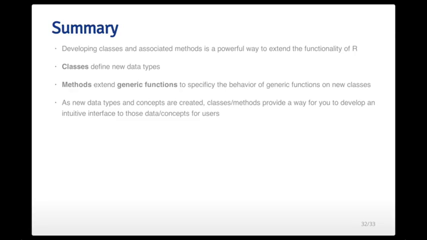In general, developing classes and methods is a very powerful way to extend the functionality of R. And so just to summarize here, classes define new data types, so they allow R to represent new types of data. Methods extend generic functions to specify the behavior of generic functions on these new classes that you developed. As you develop these new data types and these new concepts and make them familiar to R, the classes and methods give you a way to develop an easier interface for users to interact with new types of data, without having to get bogged down in a lot of the implementation details.